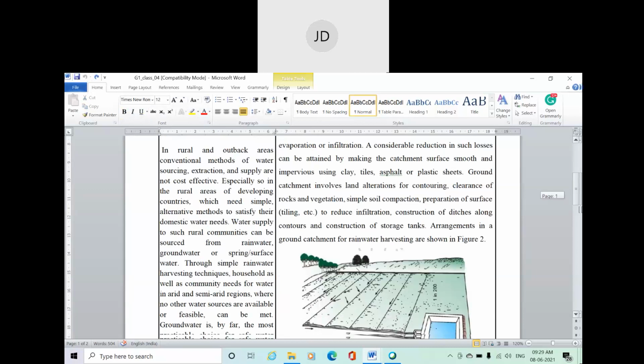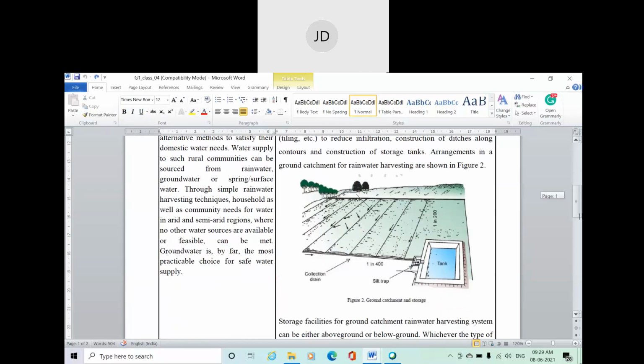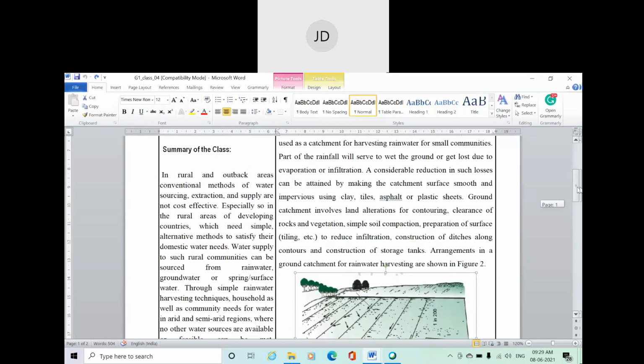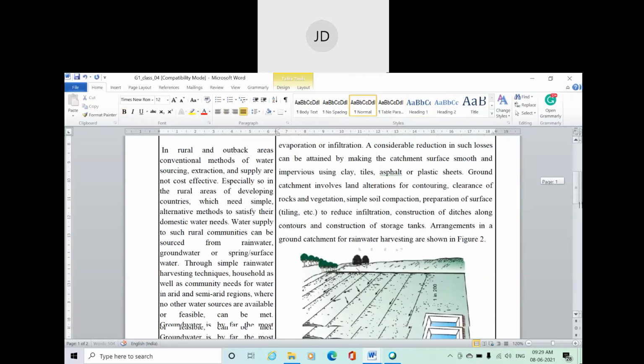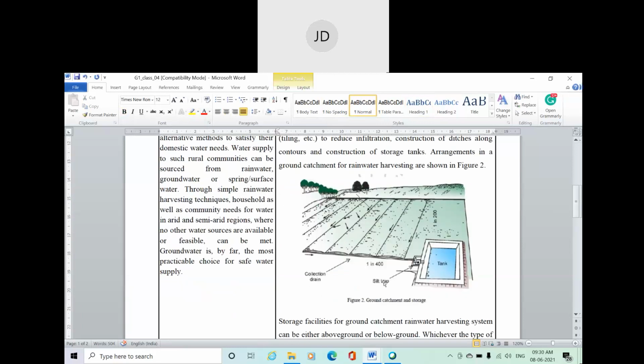Basically, I'm showing you this diagram. Even from the diagram you can understand what ground catchment and storage is all about. Here you can see how to construct this kind of setup for collecting water in the ground. First of all, from very basic information in the picture, suppose this is your outlet, that means all the water. Suppose this is your target area.